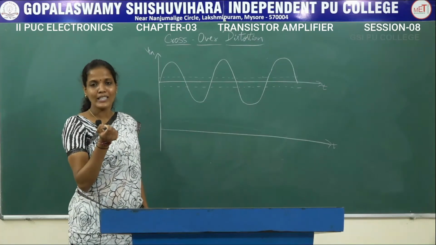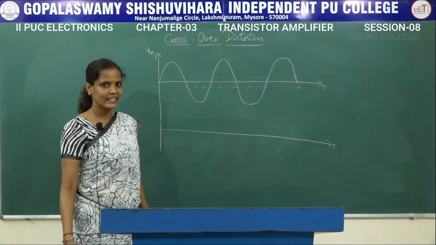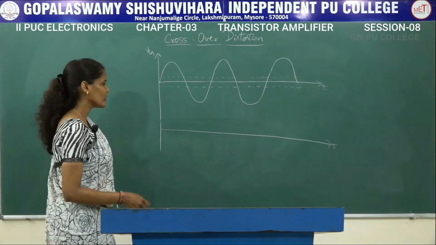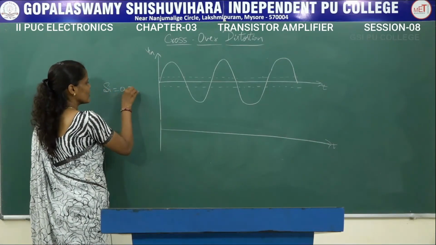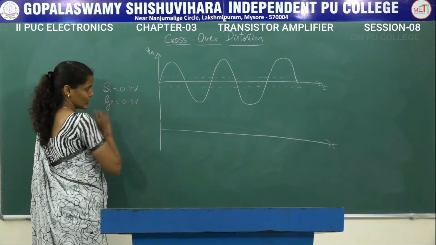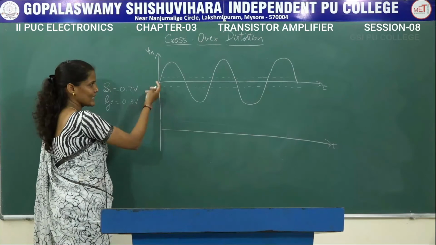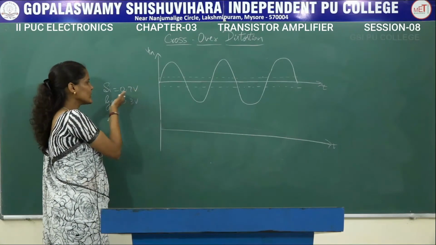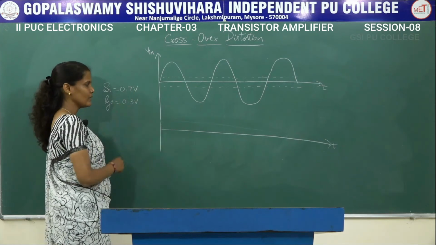There will be a small time delay between the application of the input signal and the conduction of the transistor. That is all because of the knee voltage. So for silicon, the knee voltage is equal to 0.7 volts, and for germanium it is equal to 0.3 volts. So this dashed line is an indication of 0.7 volts or 0.3 volts, depending upon which type of diode or which type of transistor I am using.